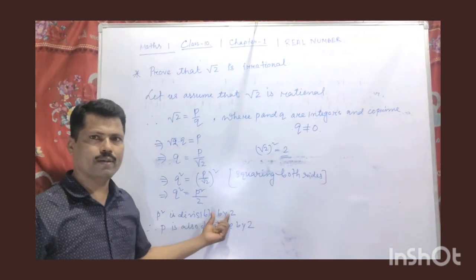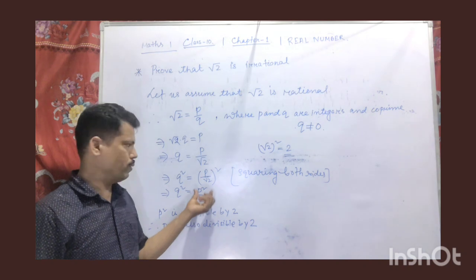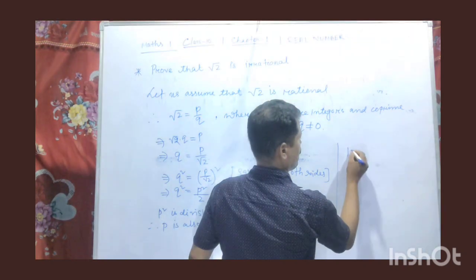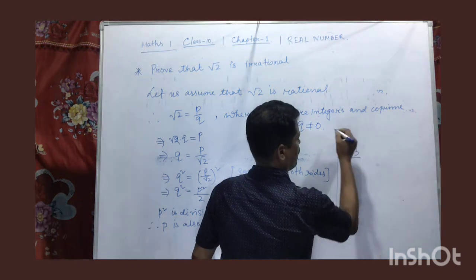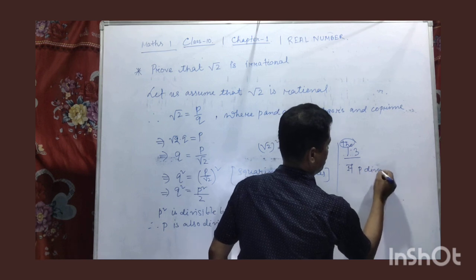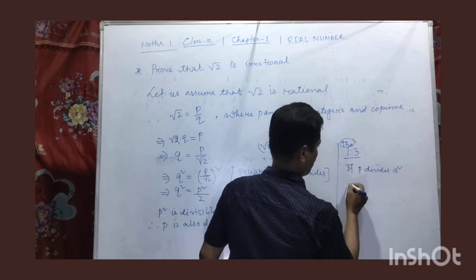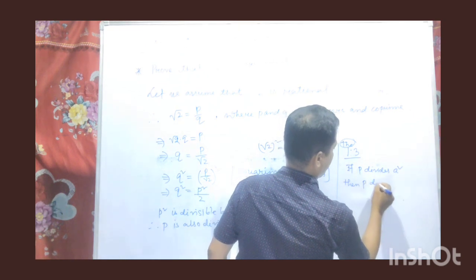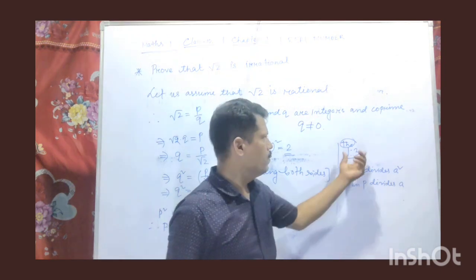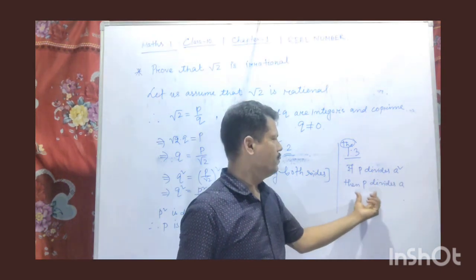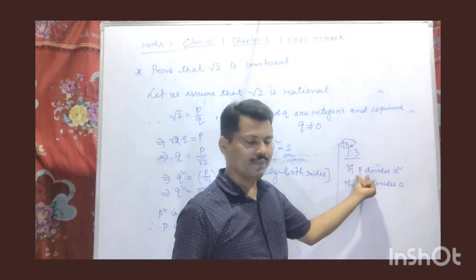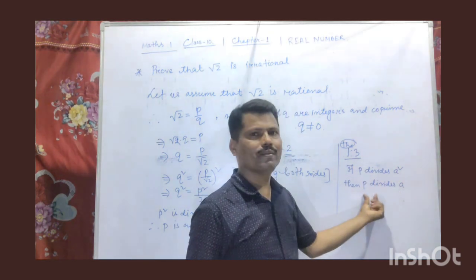P square is divisible by 2. This means 2 is a factor of p. According to Theorem 1.3, if p divides a square, then p divides a. This means if a square is divisible by p, then a is also divisible by p.